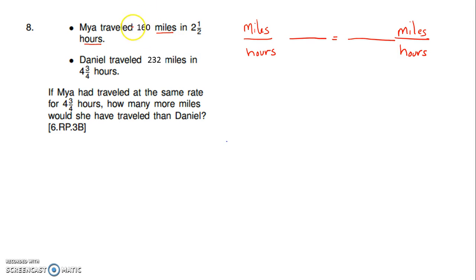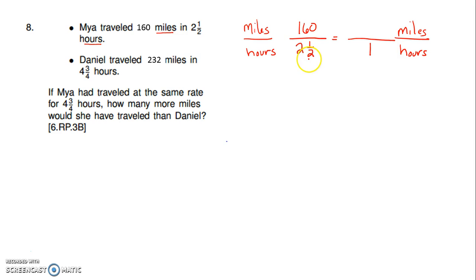So Maya can travel 160 miles in 2.5 hours. There's more than one way to go about this problem. I'm going to make it a unit rate and figure out how many miles she can travel in just 1 hour. Because once I know how many miles she can travel in 1 hour, I'll be able to figure out how far she can travel in 4 3/4 hours.